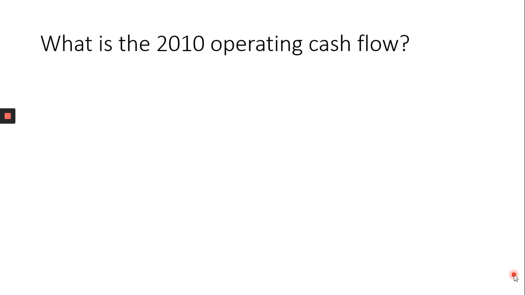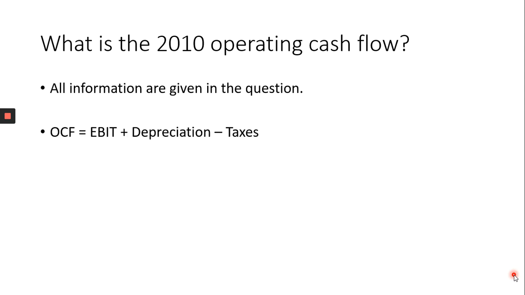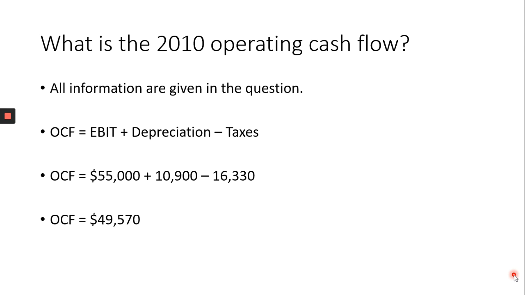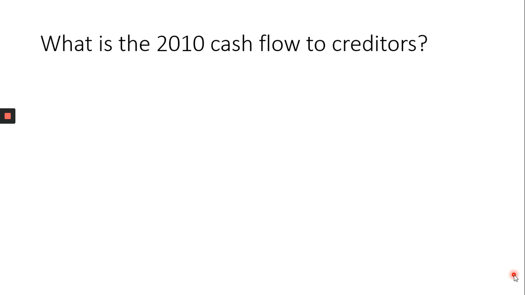All information is given in the question. So the equation is this. So if you just collect the numbers and plug those numbers in from the question, you get this. So our total operating cash flows will be $49,570. Now let's go to the second question.